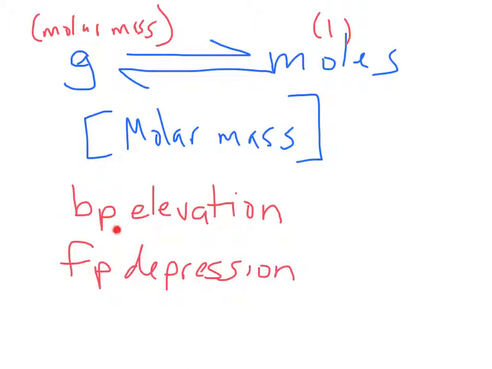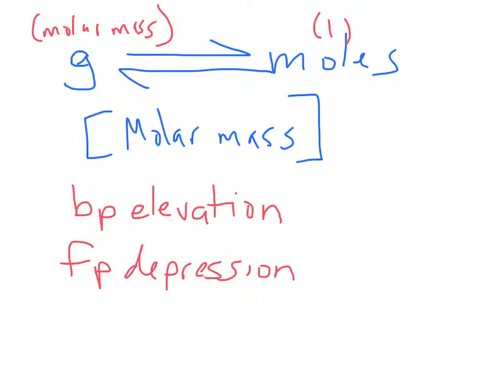This first one, boiling point elevation, what that means is that when we add a solute to a liquid, it actually increases or elevates the boiling point. For example, if you add salt into water, water will no longer boil at 100 degrees Celsius. It's actually going to boil higher than 100 degrees Celsius. So that's boiling point elevation.